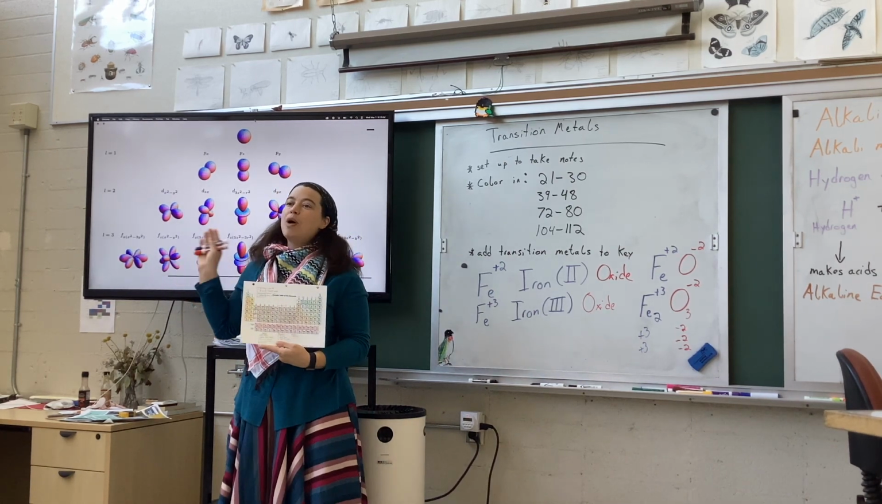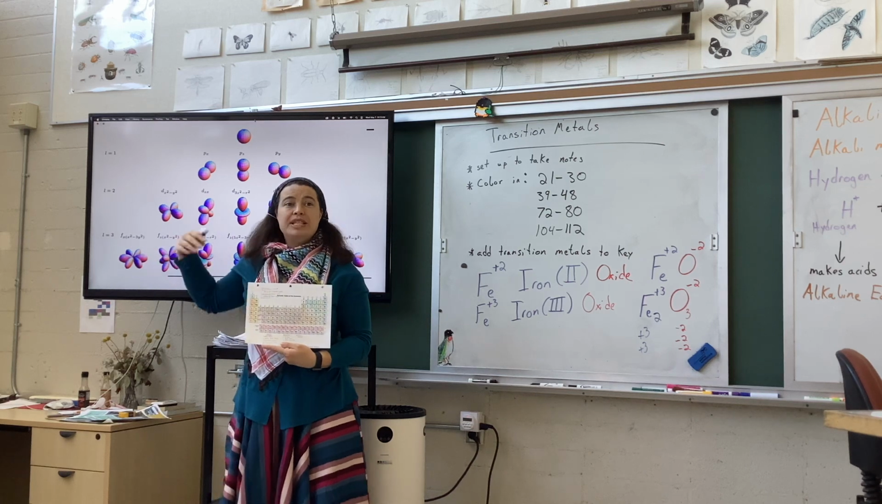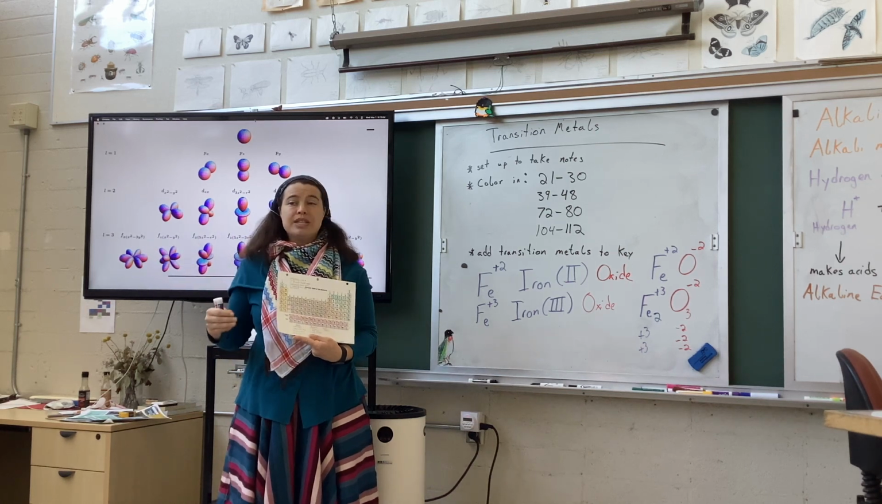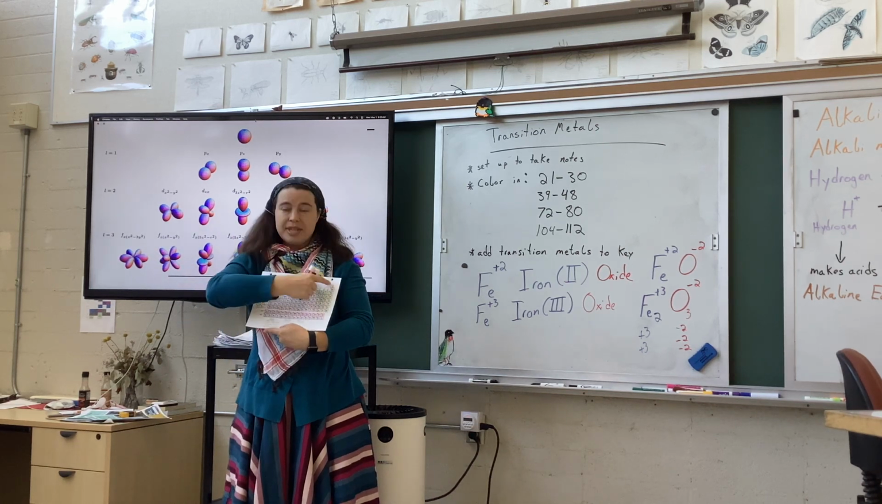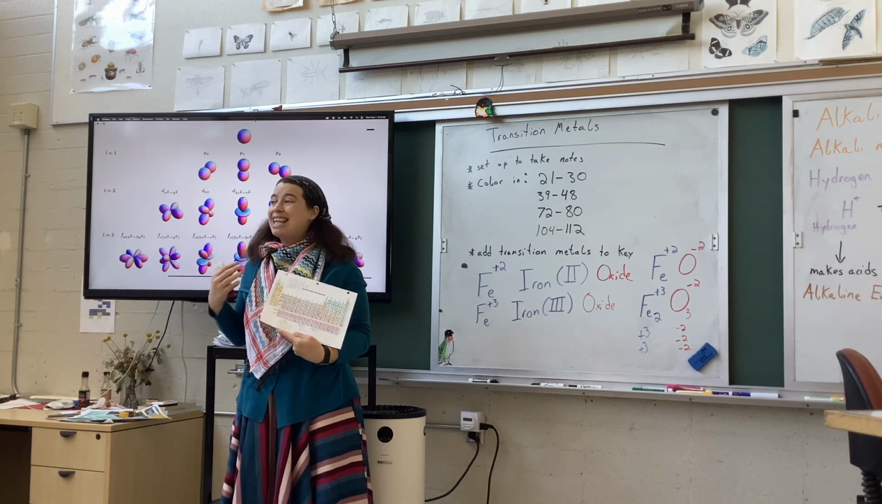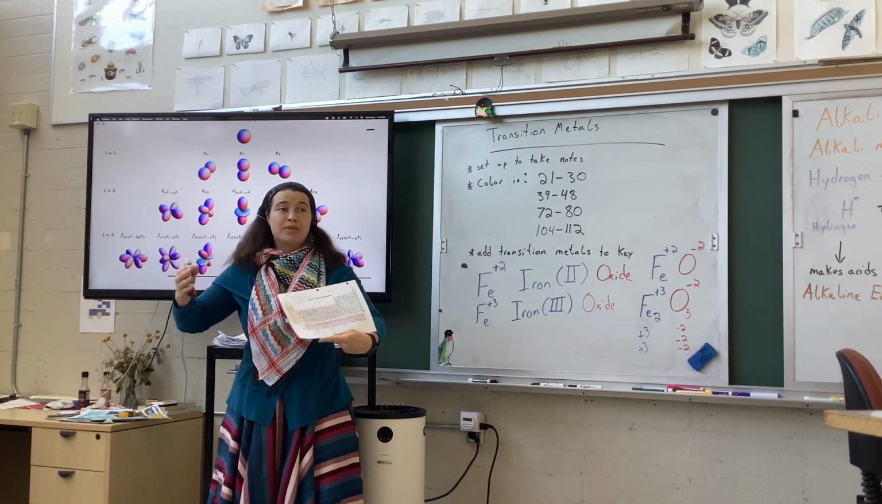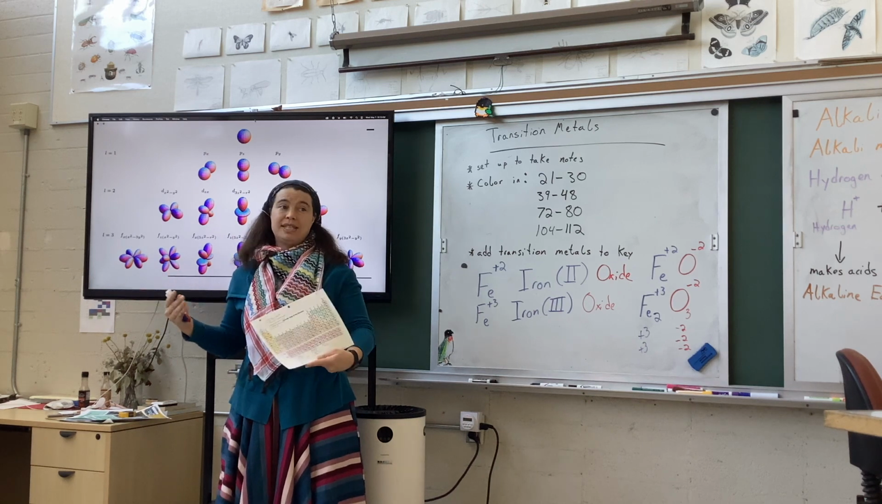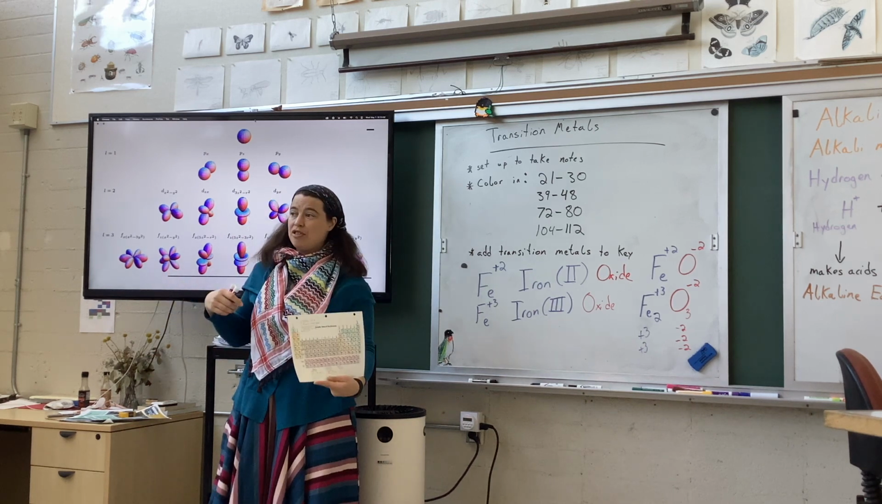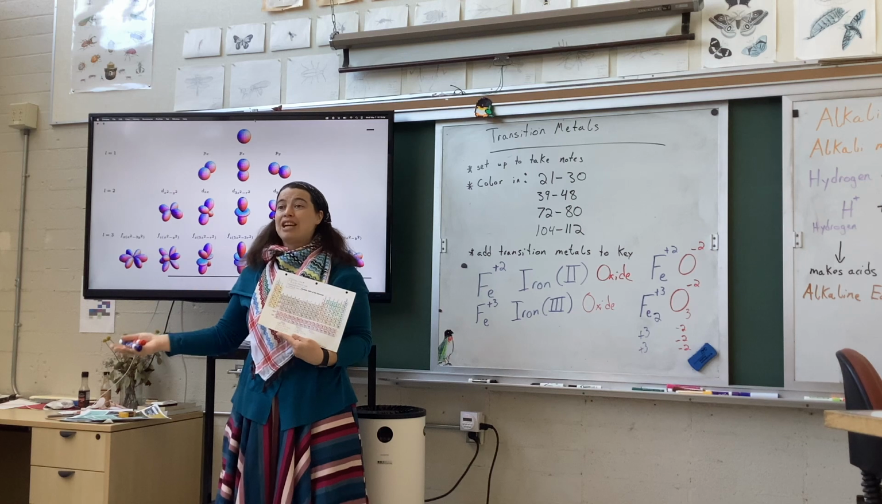So this is what is actually going on. When we talk about the octet rule, the reason why it only applies to these 2 columns and these 6 columns is because that's where we end up with a number of valence electrons that adds up to 8, 2 plus 6. 2 from the s orbitals, 6 from the p orbitals. That's where the octet rule actually comes from.